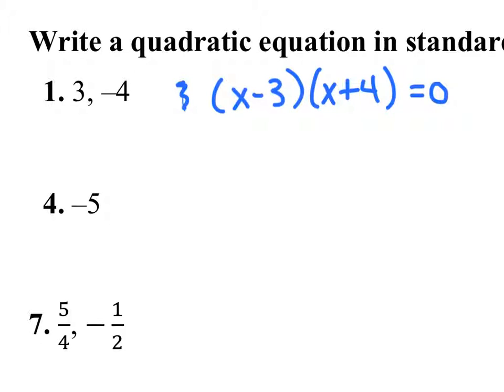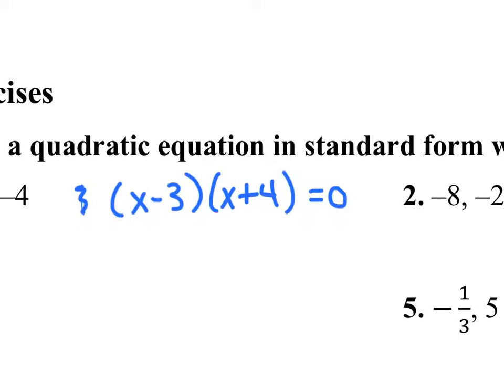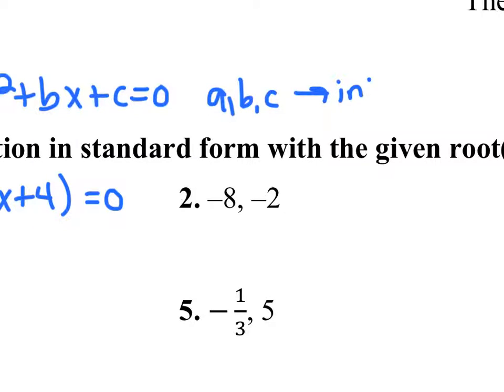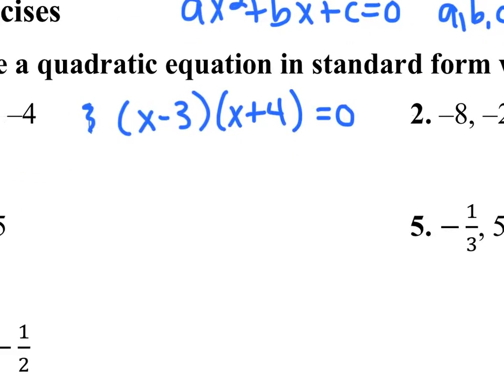And that's an equation, so it has to be equal to 0. In standard form it's ax squared plus bx plus c equal to 0. That's my equation. It's got to be equal to 0. And a, b, and c have to be integers. So we're going to have to multiply by something if they're not integers, every single one of them.